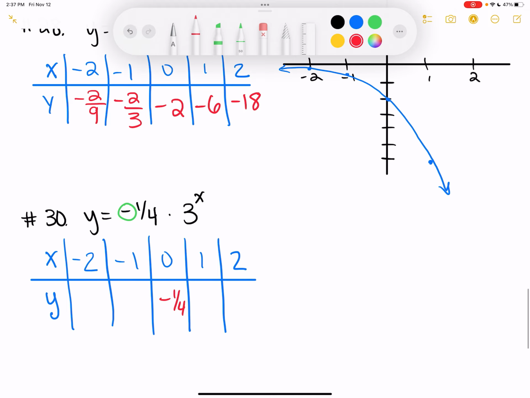When I put 1 in for x, what happens? -3/4. You still keep the negative. What did you say it was for 2? -9/4. When I put in -1, -1/12. This is the same thing as the last one. When I put in -2, -1/36.